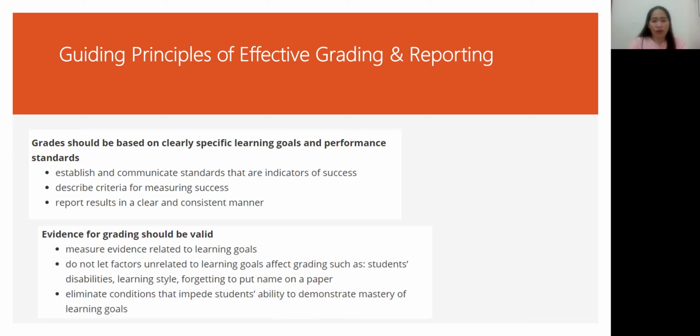Evidence for grading should be valid. It should be measured evidence related to learning goals. Do not let factors unrelated to learning goals affect grading, such as students' disabilities, learning style, or forgetting to put a name on a paper. Eliminate conditions that impede students' ability to demonstrate mastery of learning goals.